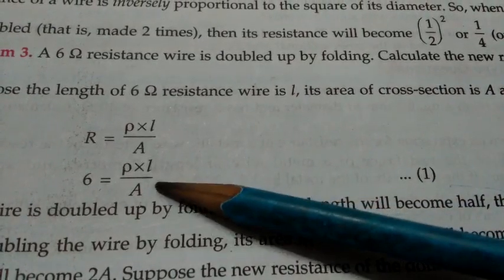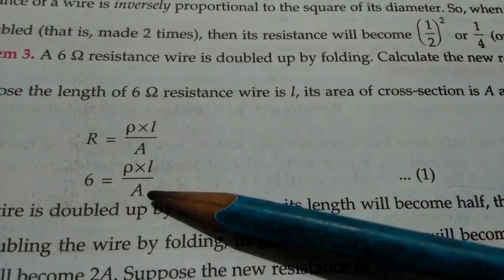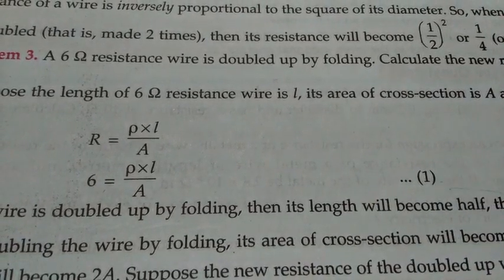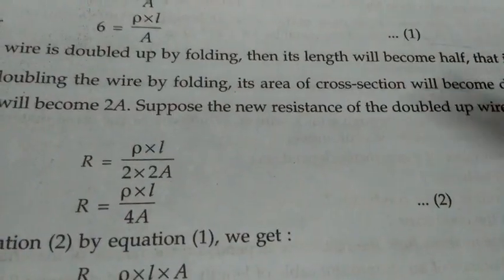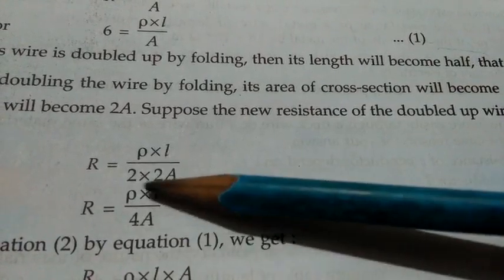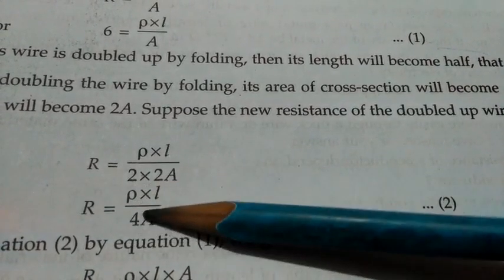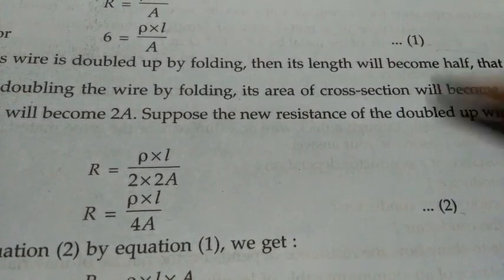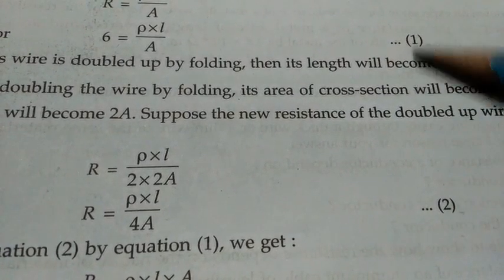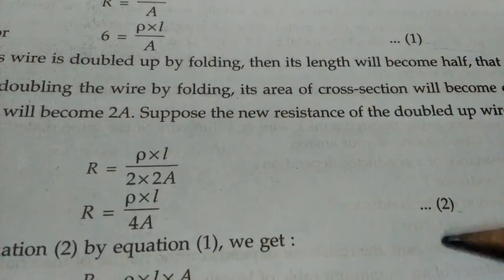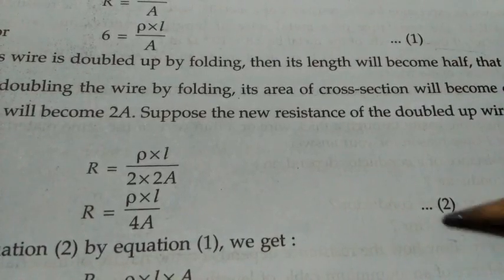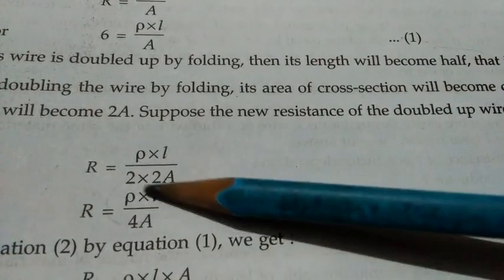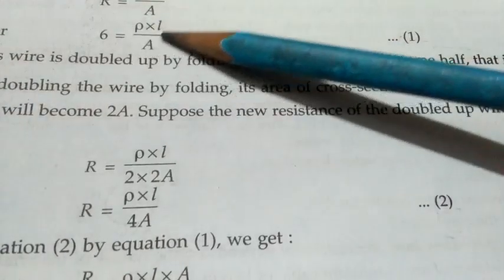This is the formula when the wire is not folded up. This formula is for resistance. Give it equation number 1. And when the wire is folded, we get this formula for resistance. Give it equation number 2. Now equation number 1 and equation number 2 are both formulas of resistance. Now we divide equation 2 by equation 1.